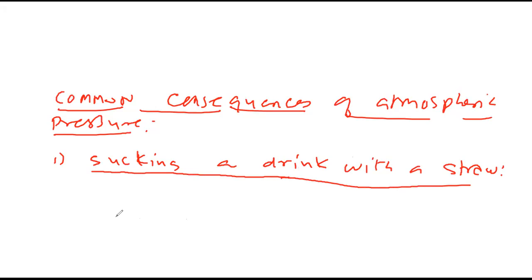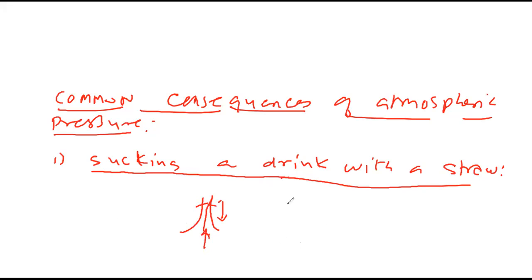I told you the basic cause is that a difference in pressure will lead to flow from high to low. So whenever we suck a drink with a straw, the air in the straw goes into our lungs, due to which the air pressure inside the straw decreases. So the atmospheric pressure acting on the surface of the drink is more than the pressure in the straw. So from that surface, the drink reaches into the straw.